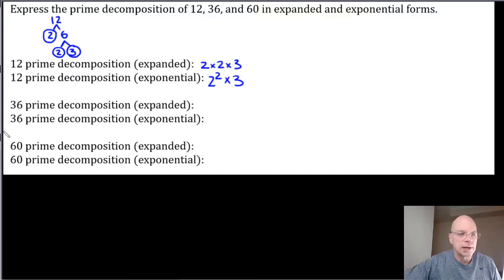I also want to take a second before we move on to the next ones and show you 12 done a different way. If I had made a different choice, like 4 times 3, in that case I would circle this 3 because 3 is prime, but then I would decompose 4 into 2 times 2. And then you see that we end up with the same thing, 2 times 2 times 3. That's what we mean by every number is a unique combination of primes. 2 times 2 times 3 is uniquely 12.